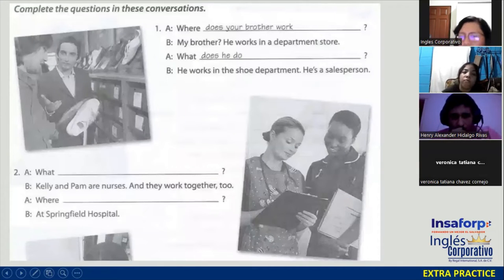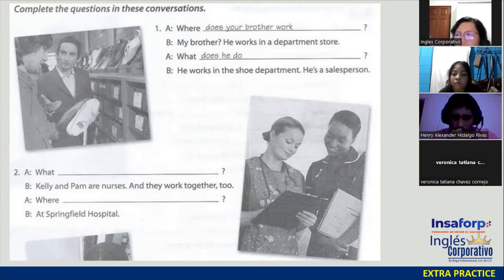Esos ejercicios, si yo mal no recuerdo, no los hicieron conmigo, ¿verdad? Lo guardé para esta unidad. Así que vamos a trabajar ahorita con ejercicios relacionados con el tema que guardé de la unidad anterior para poder practicarlos, ¿verdad? Entonces dice, complete the questions in these conversations. This one is an example. So here you have the example. Where does your brother work? My brother, he works in a department store. What does he do? He works in the shoe department. He's a salesperson. Okay, now continue with the next one.